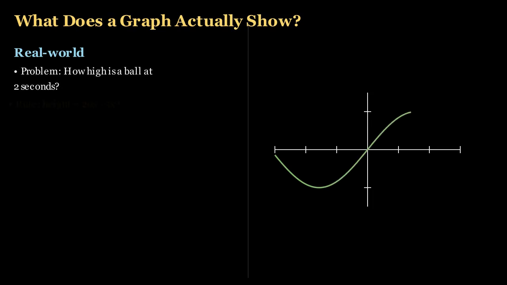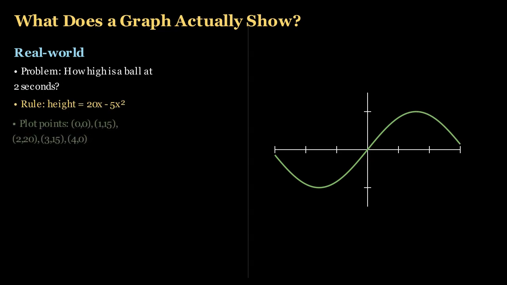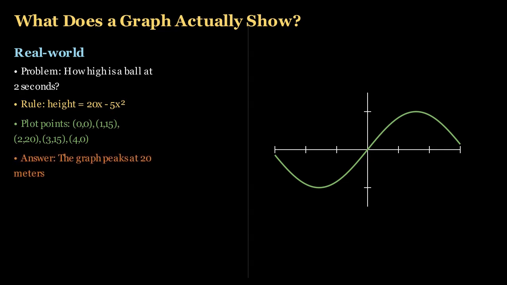We plot these 5 points on our plane and connect them with a smooth curve. The curve goes up, reaches a peak, and comes down. We can see right on the graph that the highest point is at 2 seconds, where the height is 20 meters. The graph didn't just give us one number, it showed us the entire flight of the ball.